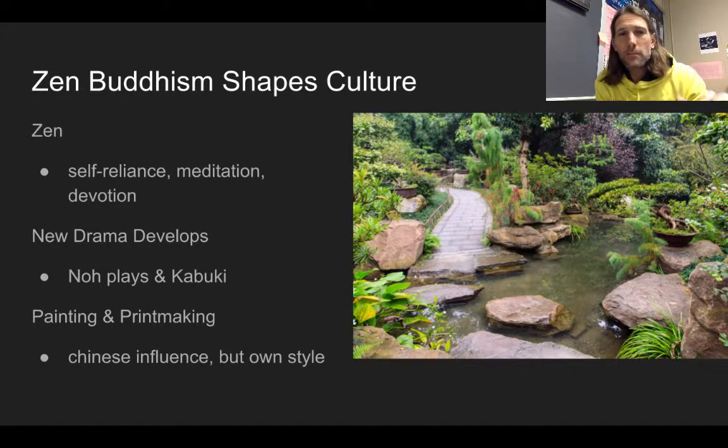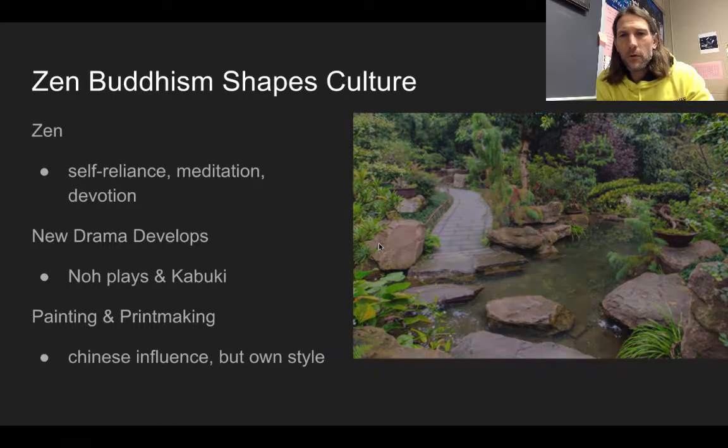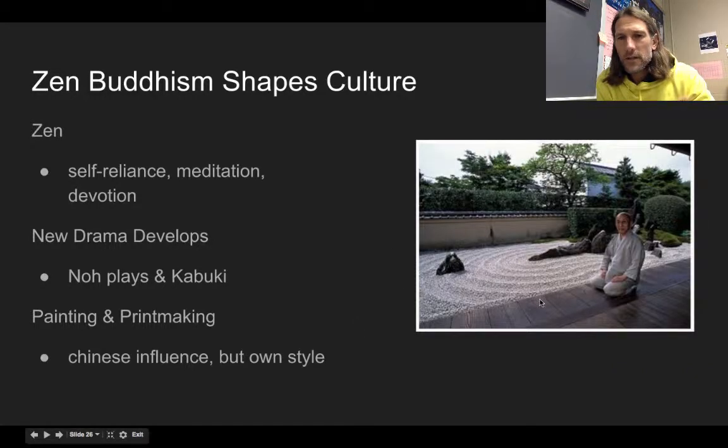So with Zen Buddhism, you have self-reliance, meditation, devotion. You see a lot of these Zen gardens where Japanese can go and relax and meditate and get in touch with nature in some ways too. So it's this blending of both Buddhism and Shintoism. They get new dramas, Noh plays, kabuki, paintings, again with Chinese influence, but they put their own style on it. And here's another example of a Zen garden. So that's what happens with Japanese culture.